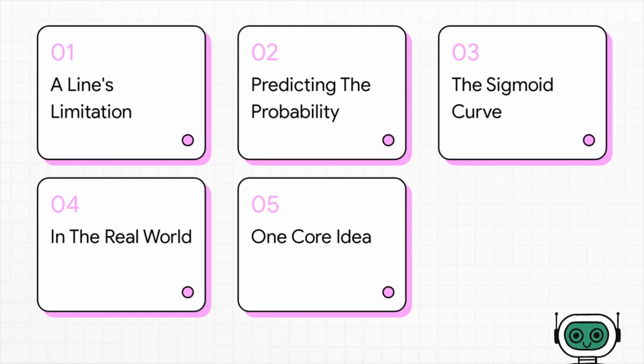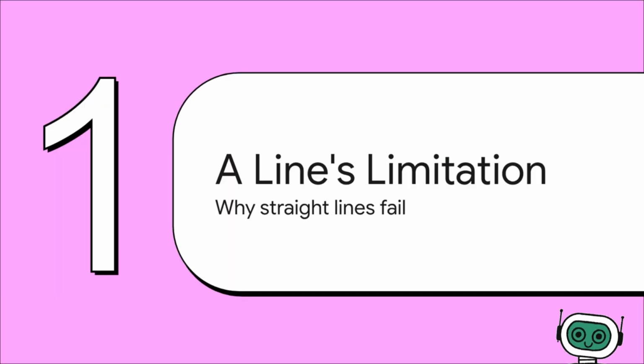So here's how we're going to break it down. First, we'll look at why a straight line is the wrong tool for the job. Then we'll get to the key insight about predicting probability. We'll meet the S-shaped curve that makes it all possible, see where this is used in the real world, and then wrap it all up with one core idea. So let's start with the problem.